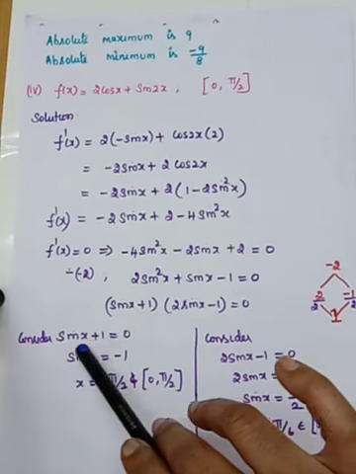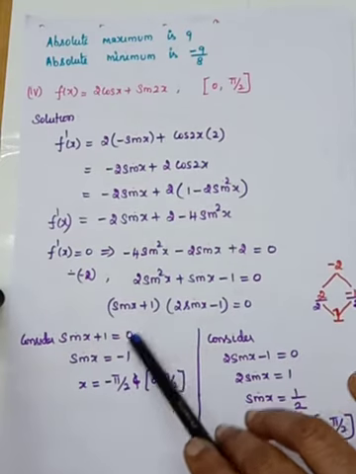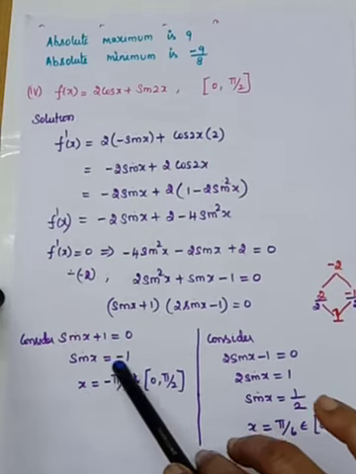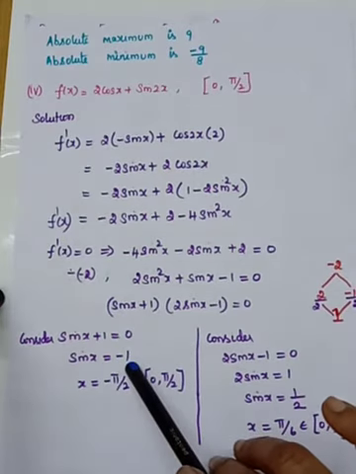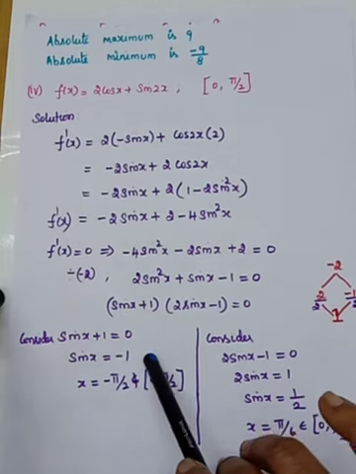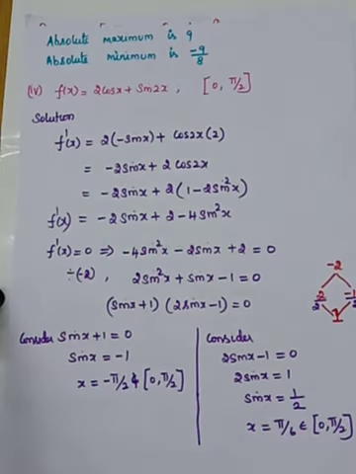Take the first term, sin x plus 1 is equal to 0, which means sin x is equal to minus 1. So minus 1, it's a negative. So this can be written as, what is it? Sine of minus pi by 2. Minus 1 we can write as sine of minus pi by 2.